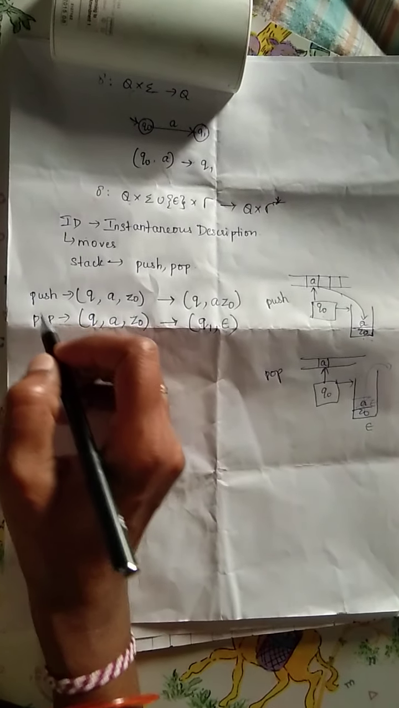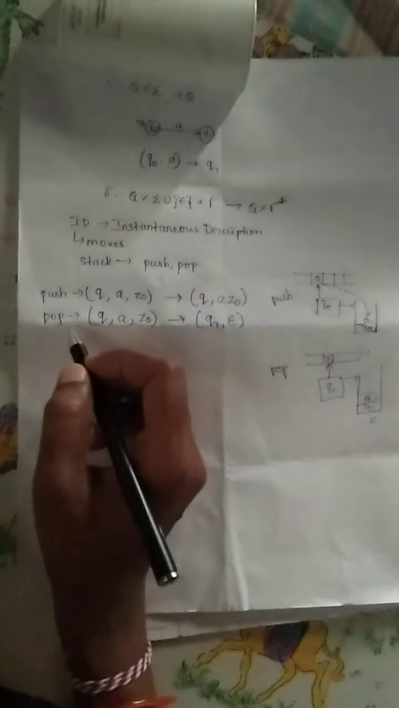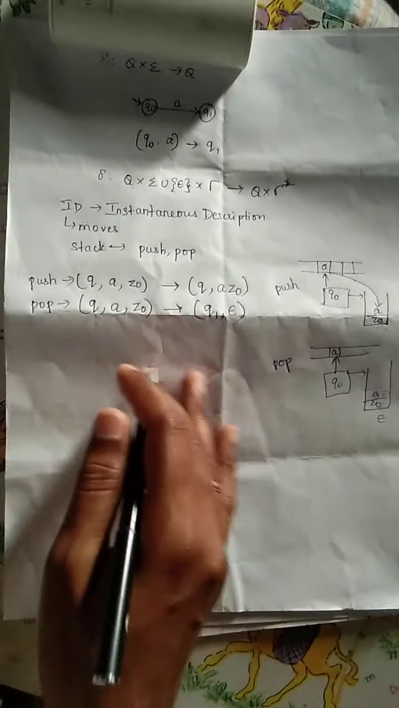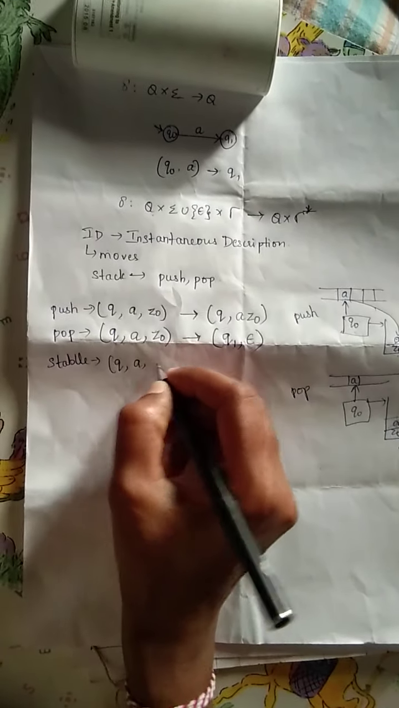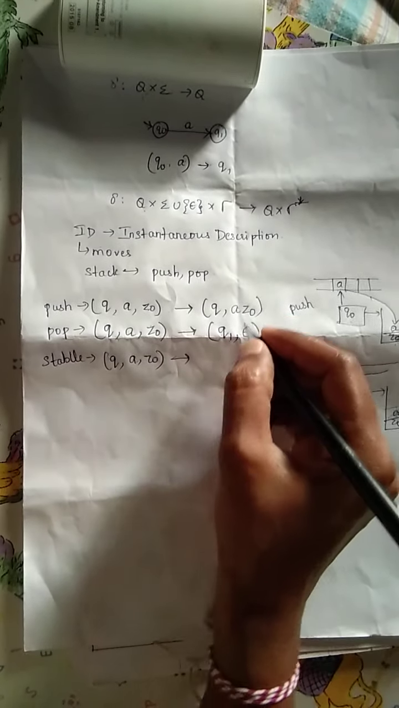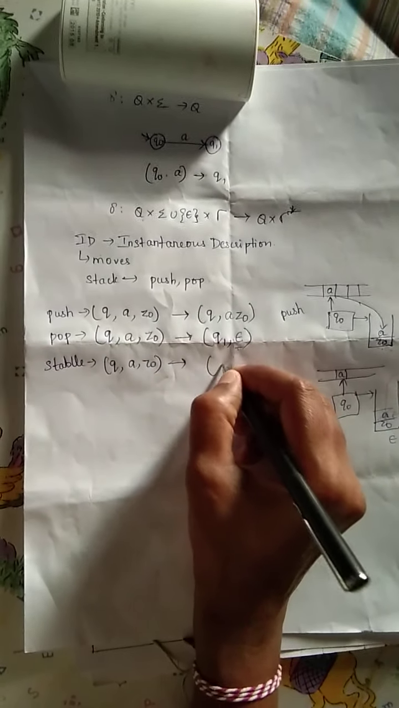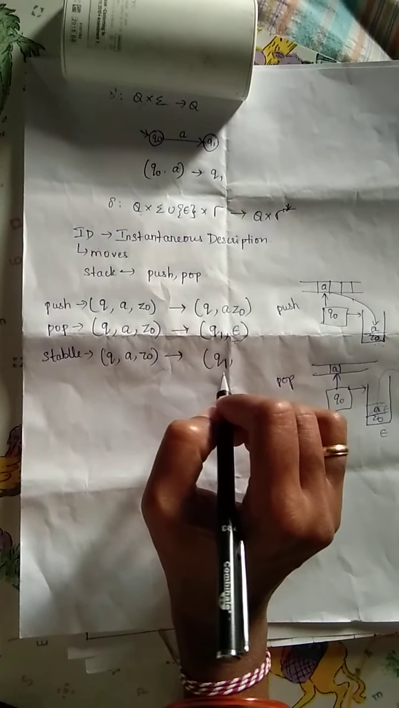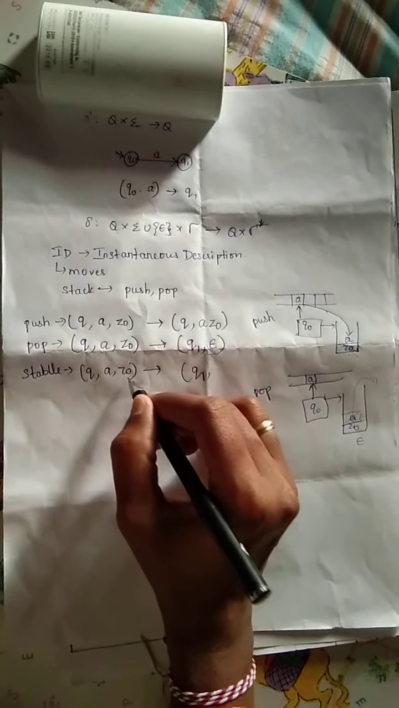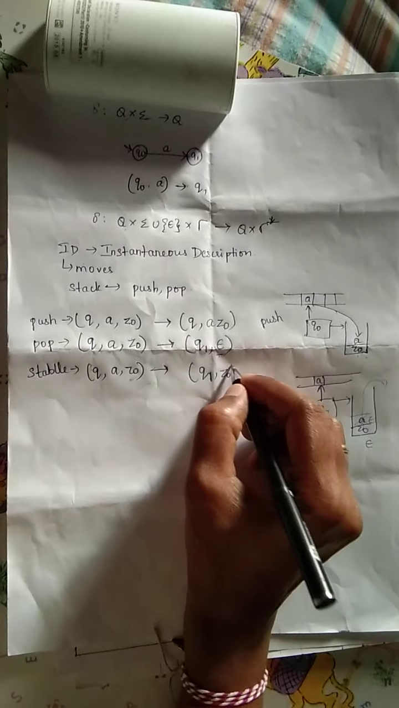Now other than push and pop, suppose you are not going to push a symbol or pop a symbol from the stack. I want to place the symbols as it is. So in that case, the stable case. What is the stable case here? I am taking Q as the state, a as the input symbol, Z0 as the top of the stack. I don't want to push a symbol, and I don't want to pop the symbol. I want to place the symbol as it is. So I am going to some other state, q1, from q to q1, and I am placing the top of the stack symbol as it is. What is the top of the stack symbol here? Z0. So place Z0 as it is here.